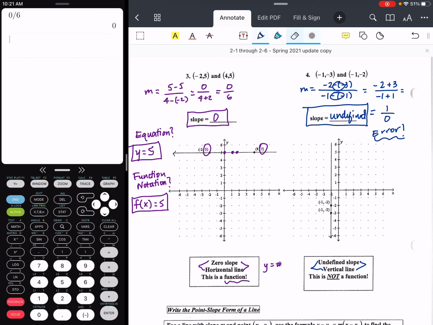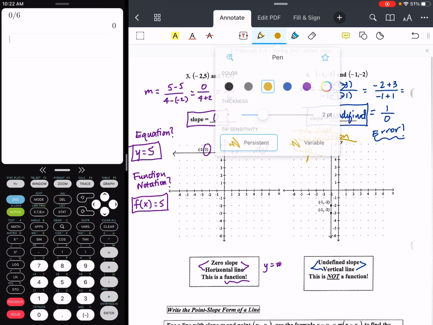And when you guys are telling me what this slope is, I don't want you to say no slope. I'm not really sure what that means. I see that a lot on test day. Don't put that. I don't want you to put no solution either. Again, not really appropriate here. I literally want you to write the word undefined, all right? That's the only correct answer. Okay, so undefined slope, vertical line.